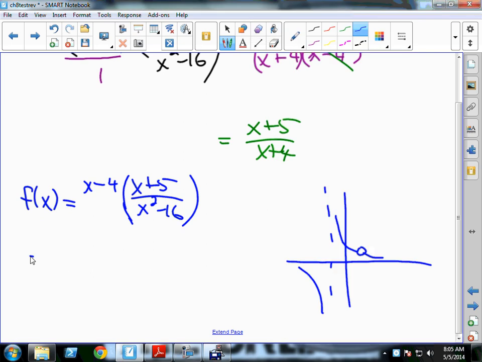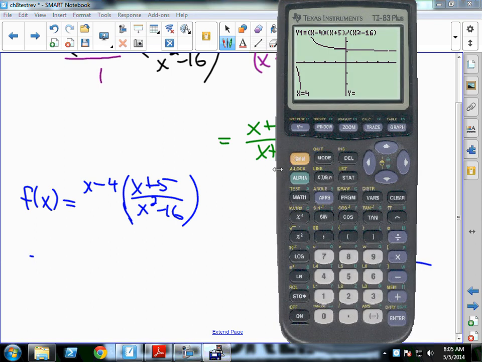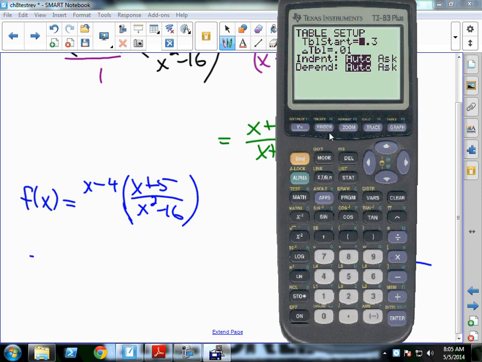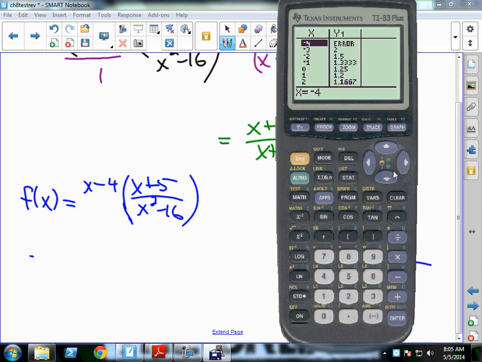If we do a table, the table would say, I think it says error or und, maybe. Let me set my table to start at -4 and go by ones. So yeah, error at -4, and there's going to be an error at 4 as well.